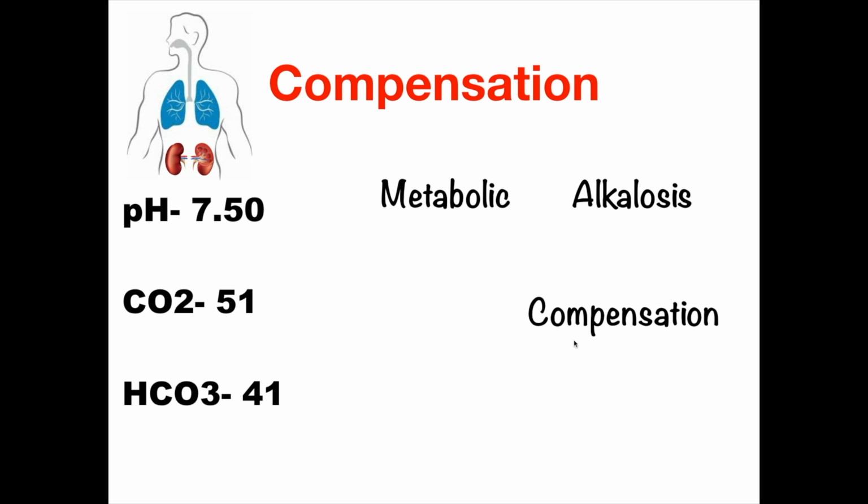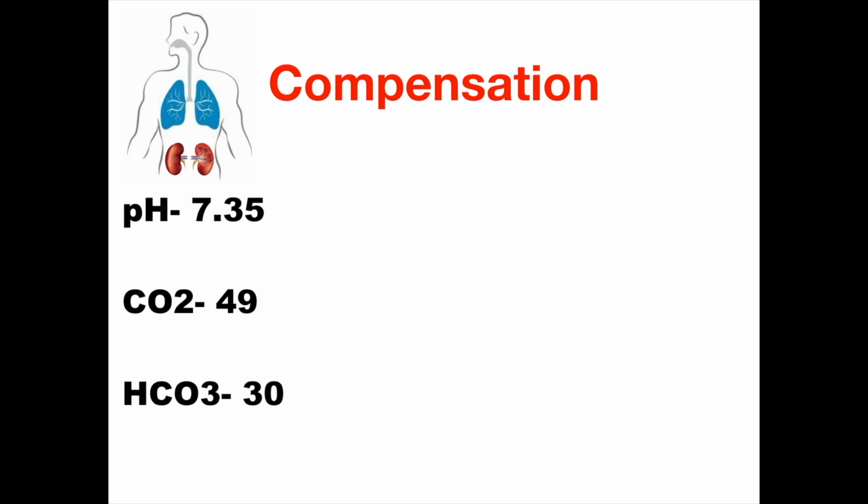Was the compensation enough to bring the pH back to normal? No. So this is only partial. So what we have here is a metabolic alkalosis with a partial compensation. Now let's try this problem right here. Our pH is 7.35, CO2 is 49, bicarb is 30.